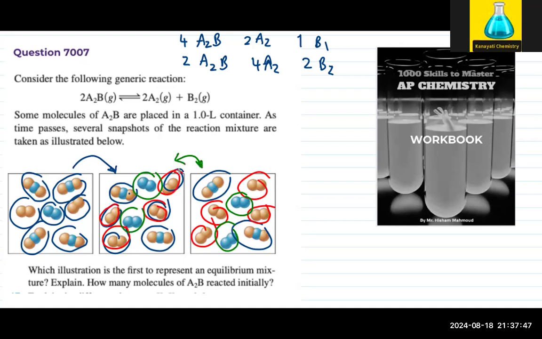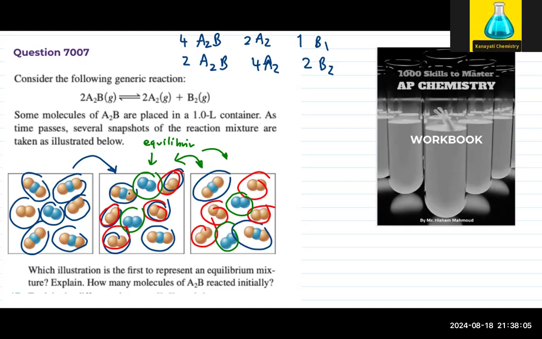So this means that when you reach the second one, you have already become at equilibrium, because after that, it becomes constant. So here you reach the equilibrium because it becomes constant. There is no change in the concentrations. So the third diagram contains the same number and types of molecules as the second one.